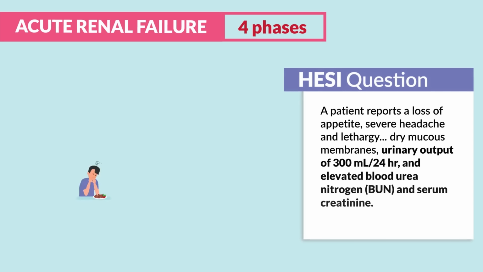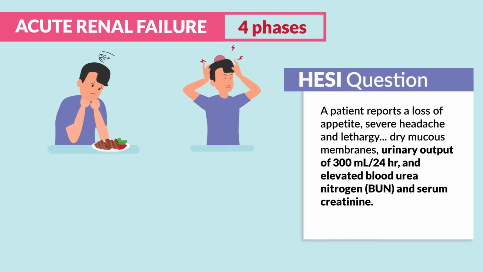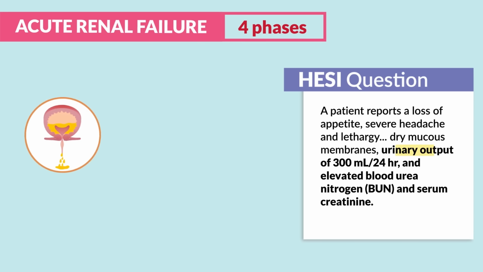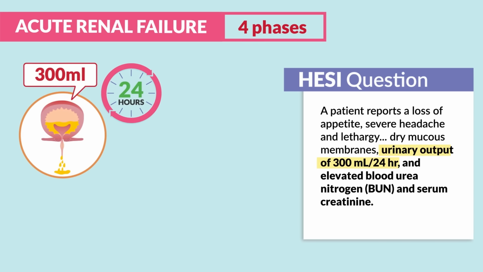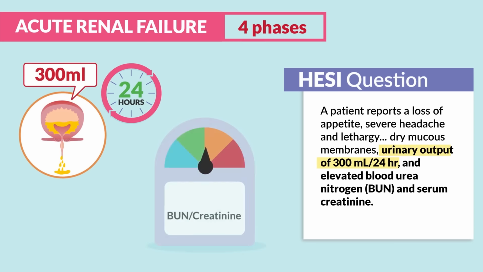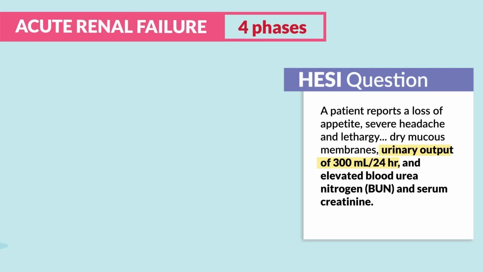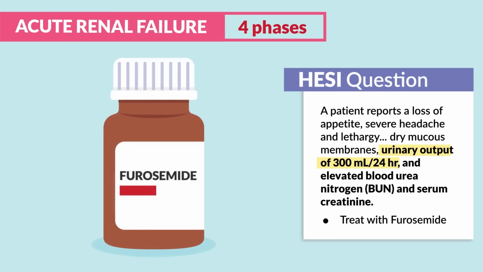So HESI mentions a patient reports a loss of appetite, severe headache and lethargy, and dry mucous membranes with key terms here. Urinary output 300 mLs in 24 hours, that is really, really low. Elevated blood urea nitrogen, that BUN, and serum creatinine. So the answer is to treat with furosemide. Now, if you didn't know, furosemide is a diuretic that pushes the kidneys into the diuresis phase. So just think furosemide ends in ide, so the body is dried from diuresing all that fluid from the body and into the potty.